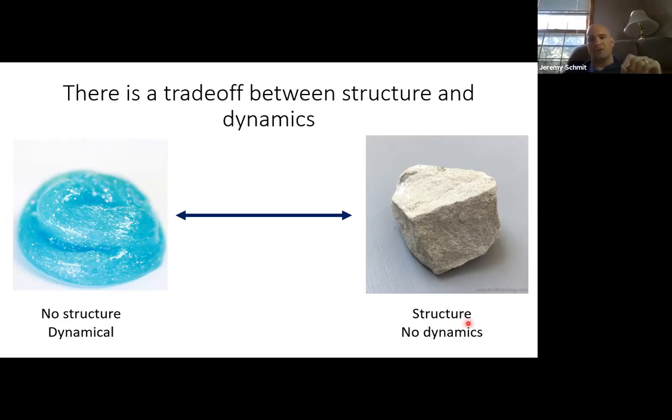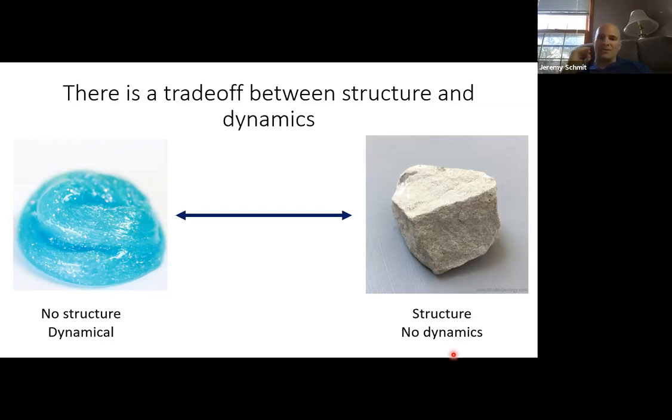Whereas if I want to have structure, if I want to have functional behaviors that emerge from assembling something, the price I pay for this is I don't get dynamics. If my interactions are strong enough to encode structure and I build something that's three-dimensional, the result is a rock. And rocks are not alive. So this is this basic trade-off we have here.